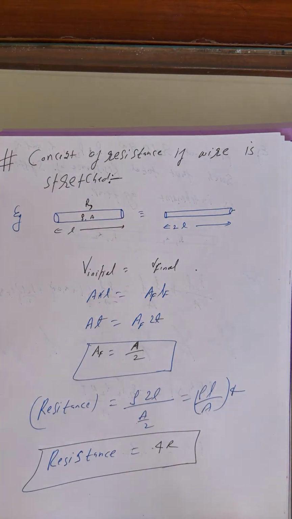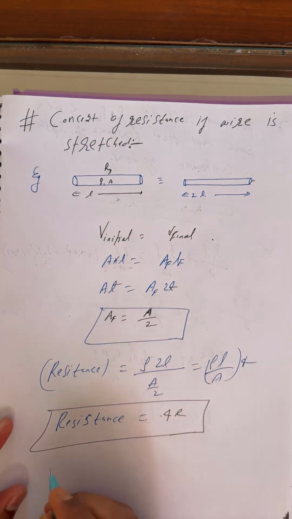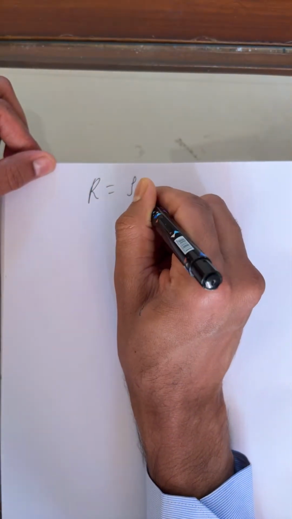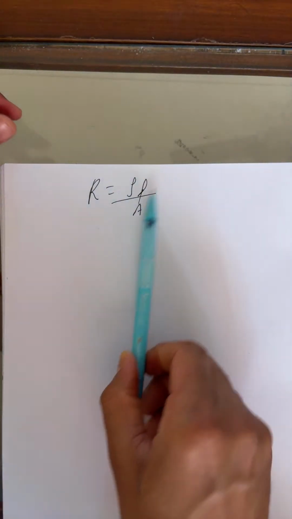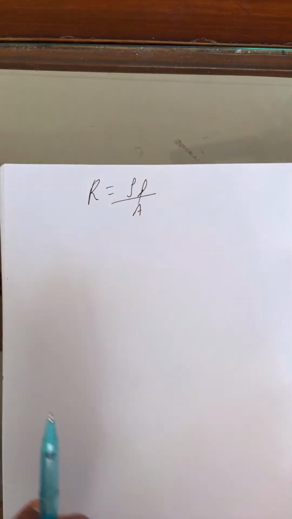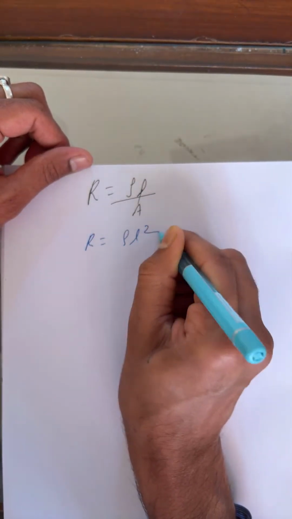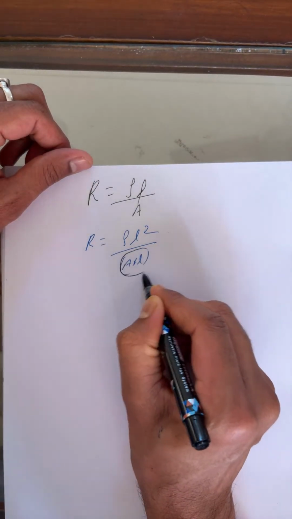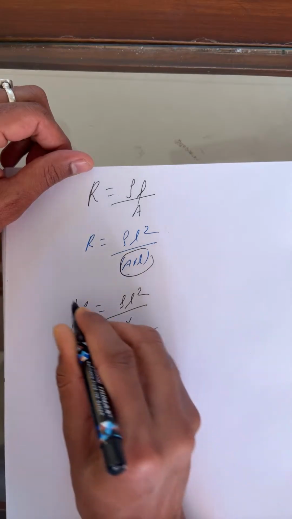Okay. So beta, keep in your mind, there is one more relation based on this concept that is very helpful. I want you to write it here. Resistance is rho L by A. Just multiply and divide by length. So R is equal to rho L square upon A into L, and A into L is the volume.